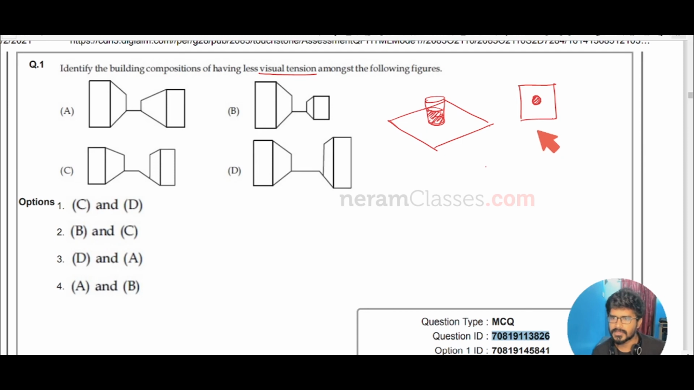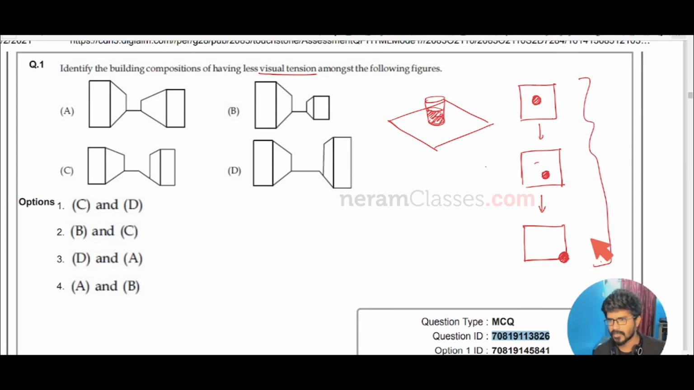Okay, so just imagine there is another placement in which the glass tumbler is not in the center. It's a little bit moved towards the edge of the table. Also consider another composition in which the glass tumbler is at the edge of the table, but it has not fallen down. It's still there on the table. So among these three figures, if I ask you which has a higher tension, we can clearly say that this has less tension because it's stable, balanced, and it's placed exactly at the center.